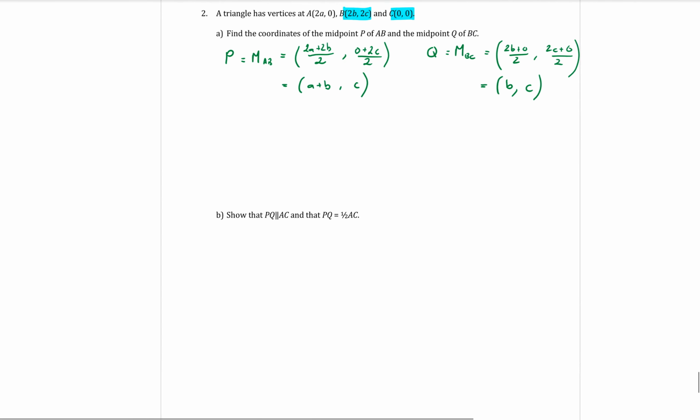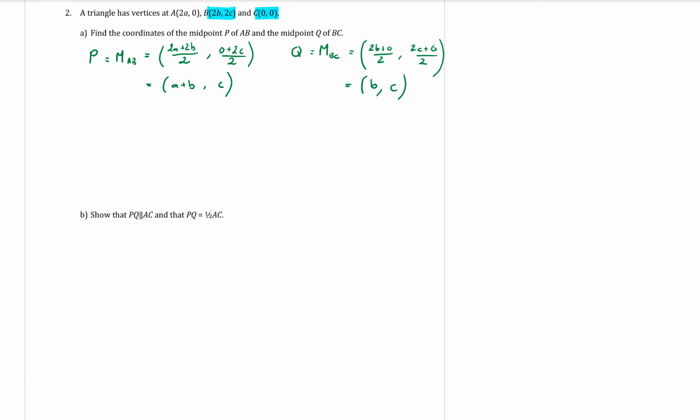Shrink it down so you can see the whole lot. So I need the gradient, little m, of PQ. P and Q are the ones that I just found. To find the gradient, we subtract the y values, so that's C minus C, over, subtract the x values. B minus, now that would need to be minus the A plus the B. You would need to expand that minus through.